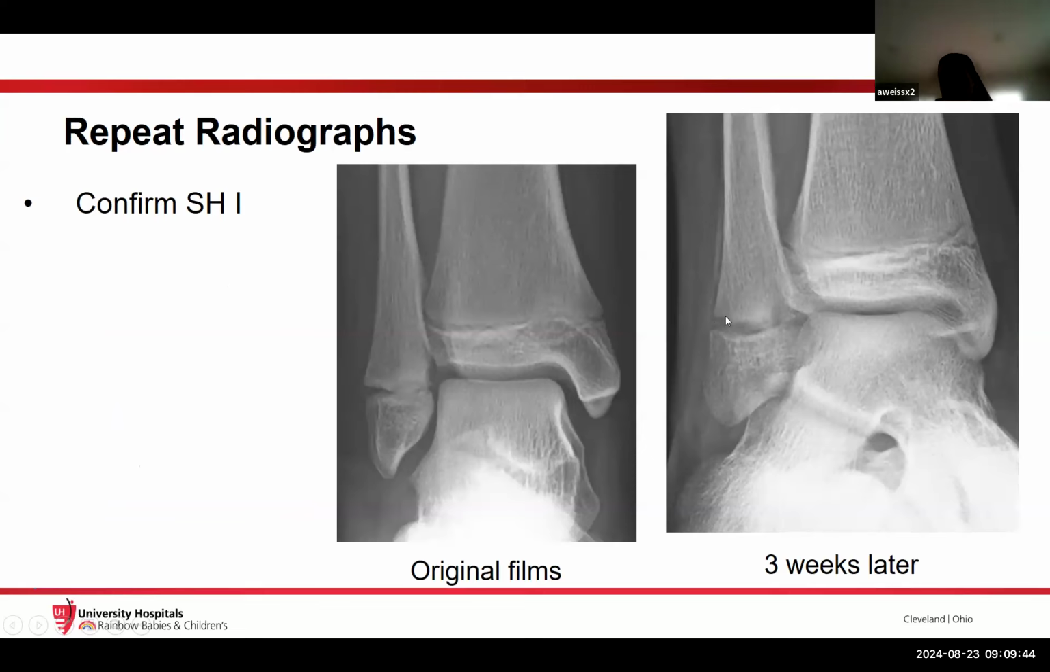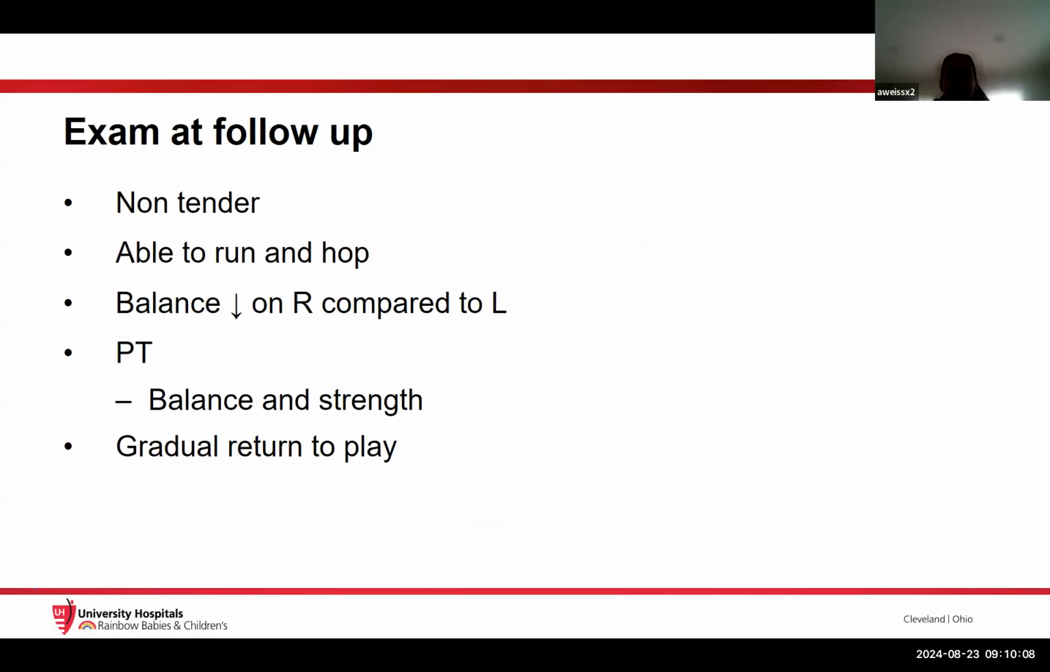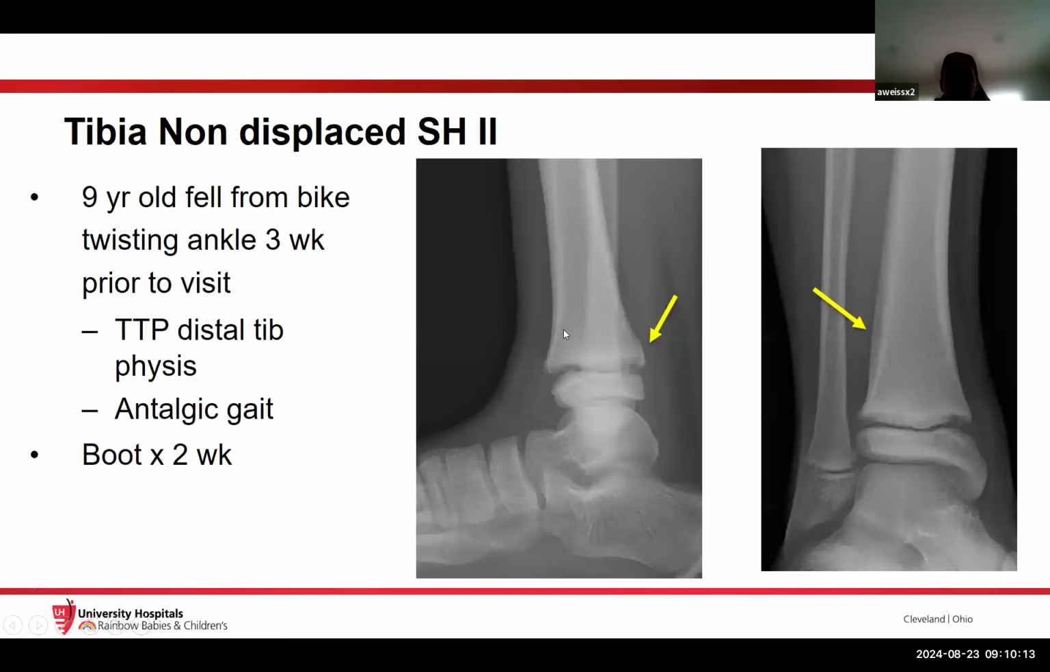And interestingly, the physis looks even wider at the recheck. I do tend to warn parents that sometimes the fractures actually look worse as they start to heal, even though they're getting better. But the nice thing about these Salter 1s is they heal really quickly. So this kid was able to play at like 4 weeks. He'd been stiff from being in the boot, so we just had to do some strength and range of motion work. He was non-tender and able to run and play. We just got him back into sports at that point.